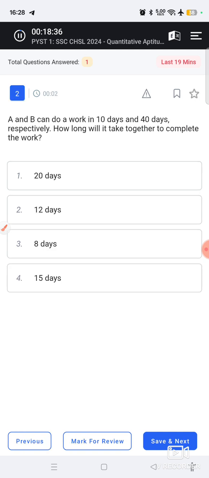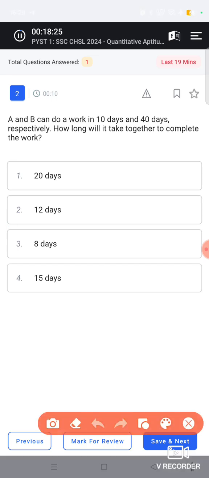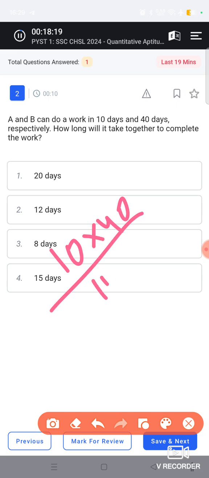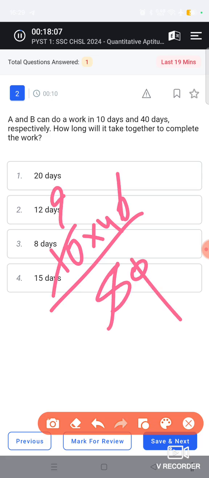A and B can do a work in 10 days and 40 days. Okay, how long? It means 10 into 40 divided by 10 plus 40, 10 plus 40, it means 50. To 8 days.